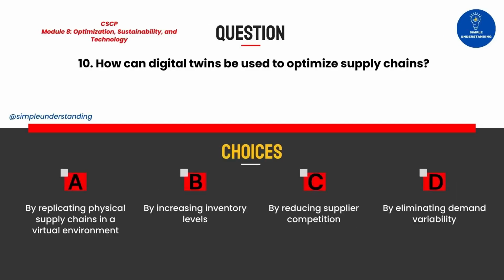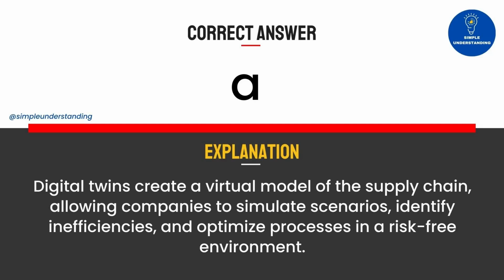10. How can digital twins be used to optimize supply chains? A. By replicating physical supply chains in a virtual environment. B. By increasing inventory levels. C. By reducing supplier competition. D. By eliminating demand variability. Correct answer: A. Explanation: digital twins create a virtual model of the supply chain, allowing companies to simulate scenarios, identify inefficiencies, and optimize processes in a risk-free environment.